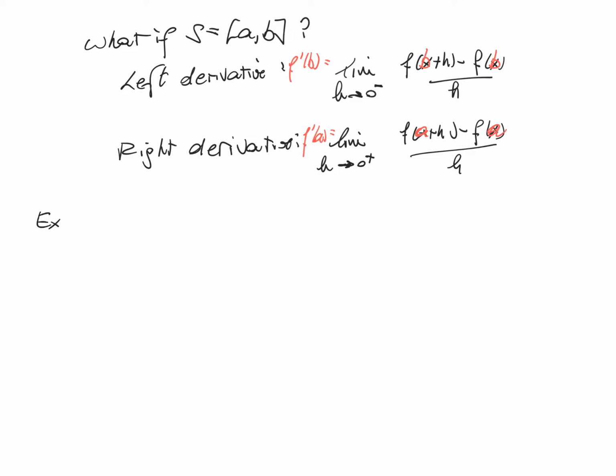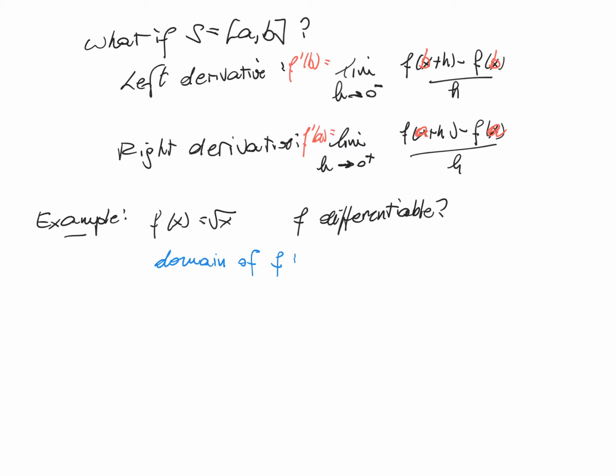Take, for example, a look at the function square root of x. So f of x is the root of x. Where is f differentiable? Since the domain of this function is only the positive numbers, we will have to calculate the derivative in two parts. So the domain of f, the part of R where the function is defined, goes from 0 to plus infinity. The square root of negative values is not defined. And we will just have to define or calculate the derivative in two parts.